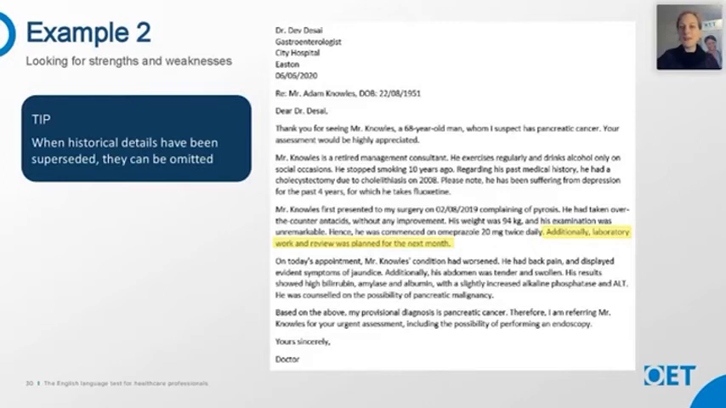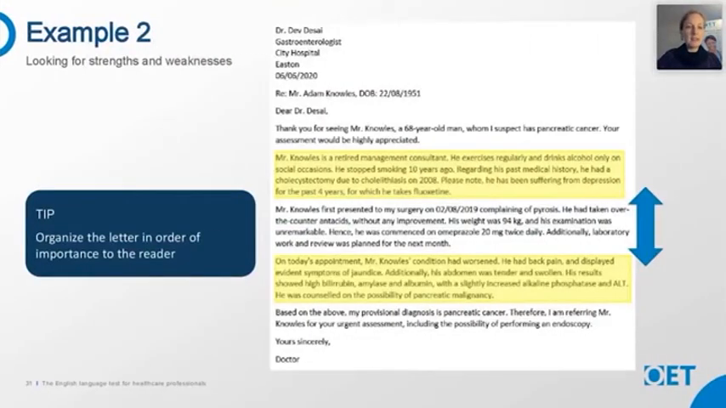And we've got another overwhelming response here. 93% of you are saying information about the patient's appointment today. So organize the letter in order of importance to the reader. And some of you were picking this out already in the chats before we started looking at the questions, that the last paragraph should actually have come earlier on because it's more relevant to the reader.